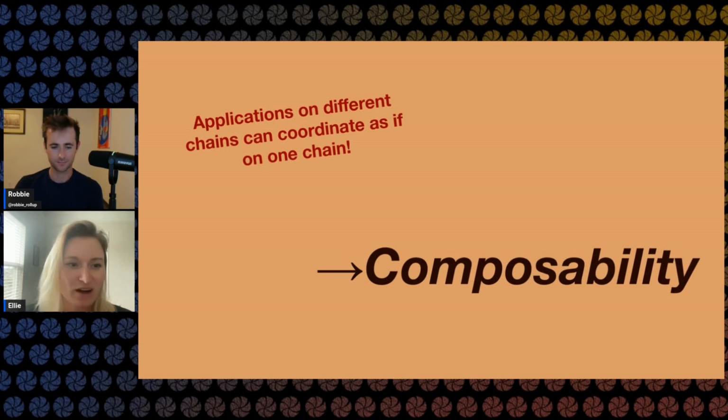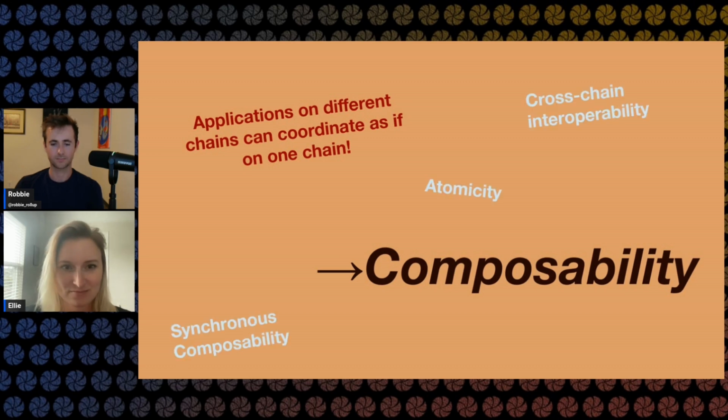So how do we solve this? Well, if we can make all of these rollups composable together, then we can solve this, and app chains can become a lot more powerful. And then, of course, we have a lot of words that get thrown around: cross-chain interoperability, atomicity, synchronous composability. They're all related. They all mean sort of different things, but really the goal of each one of these is composability.